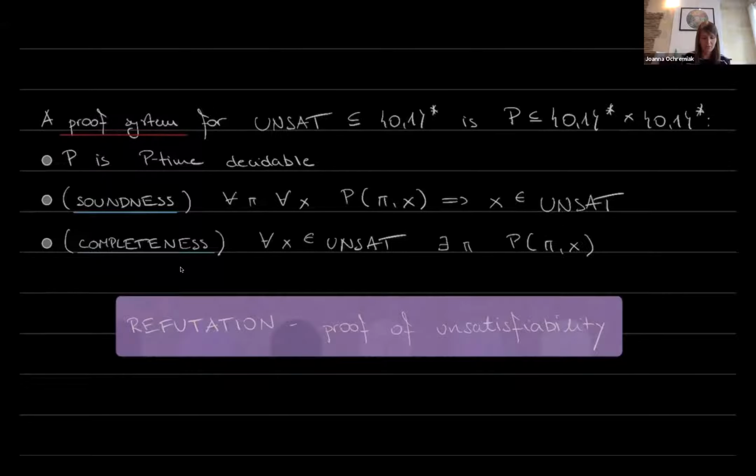Also, one piece of terminology. A proof of unsatisfiability is often called a refutation. So sometimes I will be talking about proofs, but sometimes I will be talking about refutations. Basically, I will use those two things interchangeably.